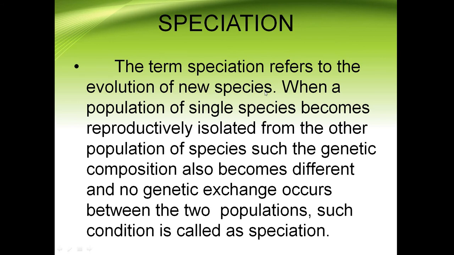Species is the basic unit of organization. It is defined as the group of individuals that belong to a single family that will interbreed with each other in natural conditions. So speciation is evolution of new species, is how a new kind of plant or a new kind of animal is created or evolved by this process of evolution.